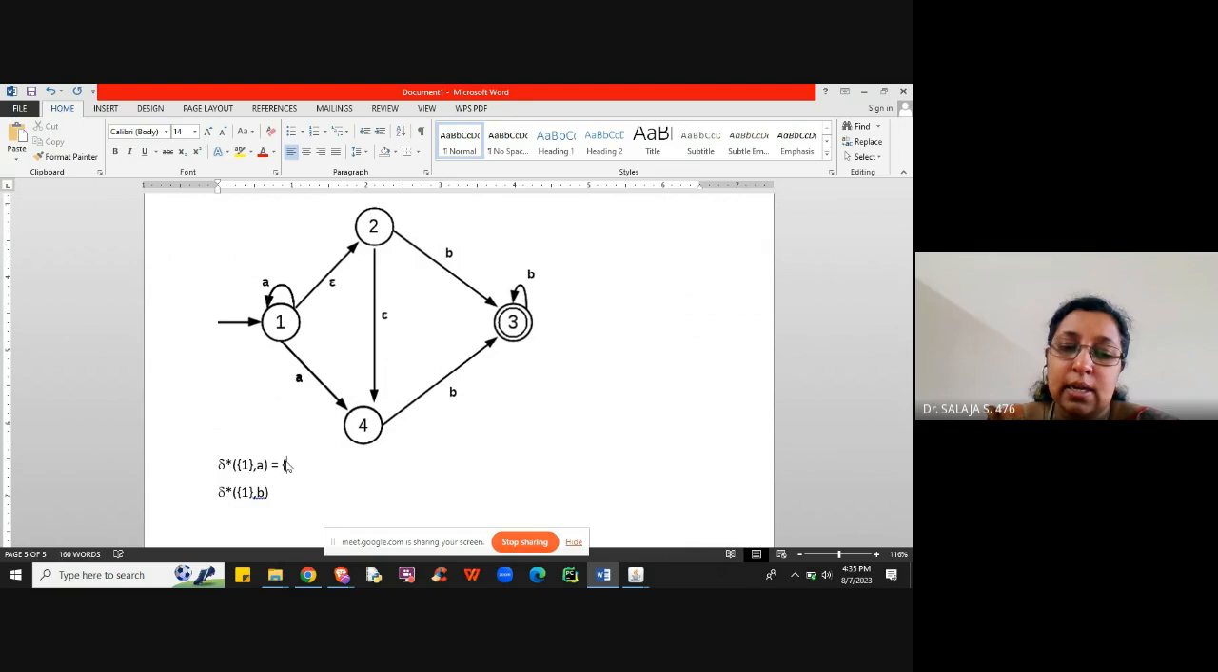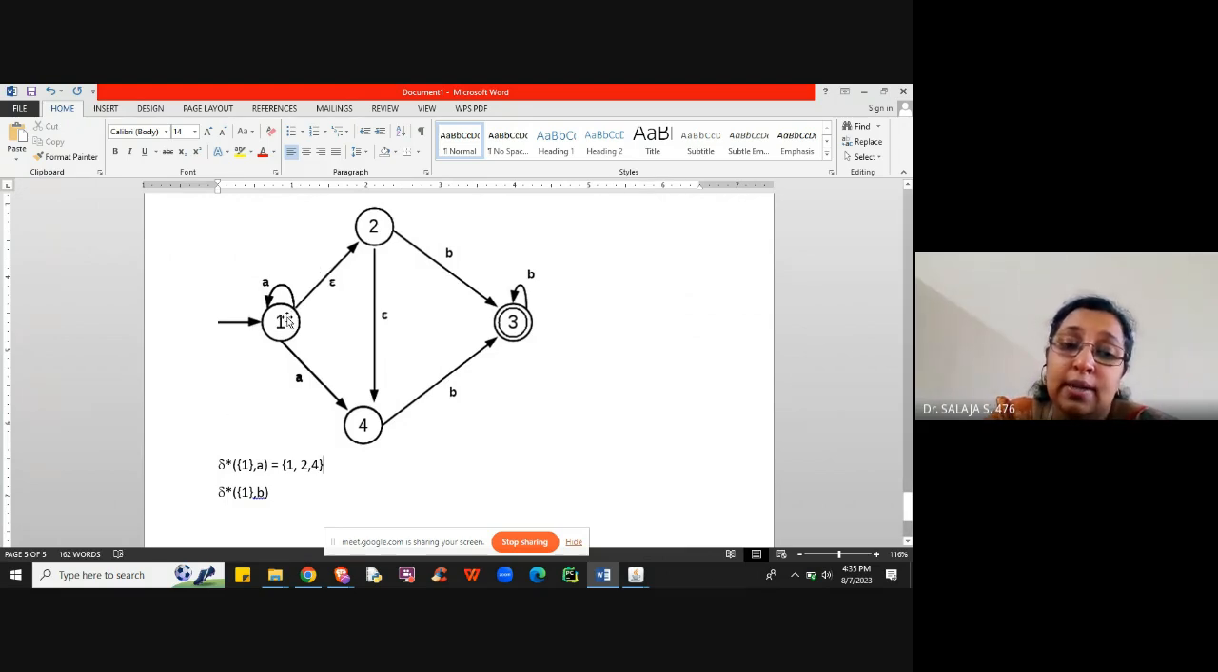What is delta closure of 1 on A? 1 on A, it moves to 1. 1 on A, you have a transition to 2. 1 on A, you also can have a transition to 4. Fine. So you have 1, 2, and 4 based on delta closure of 1 on A.